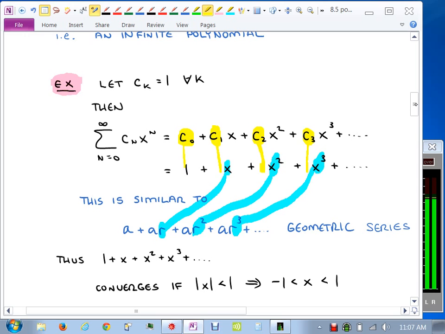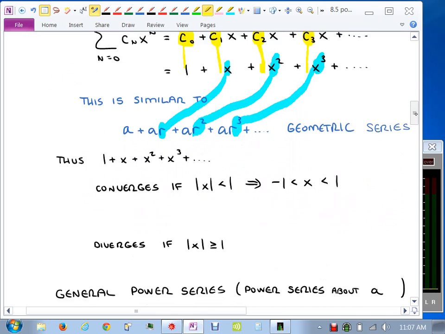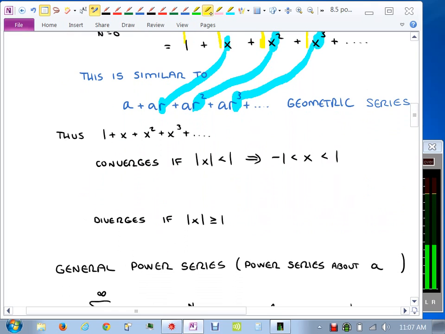And we know that if the absolute value of r was less than 1, which for us now is absolute value of x is less than 1, it'll converge. If it's greater than or equal to 1, it diverges. All right, any questions on that?